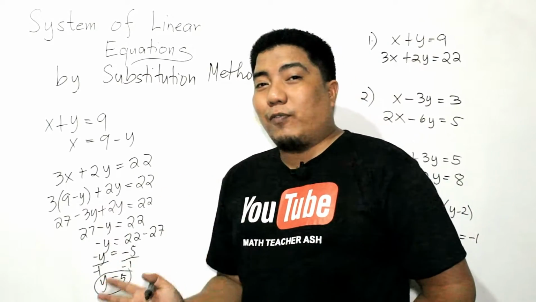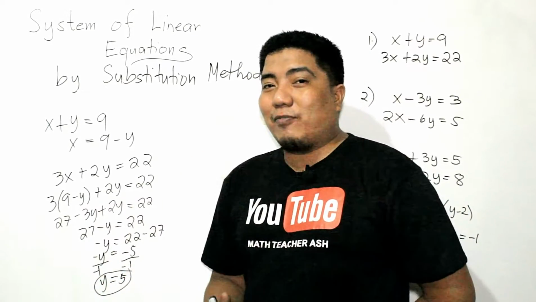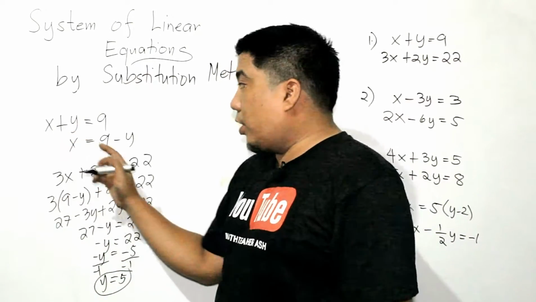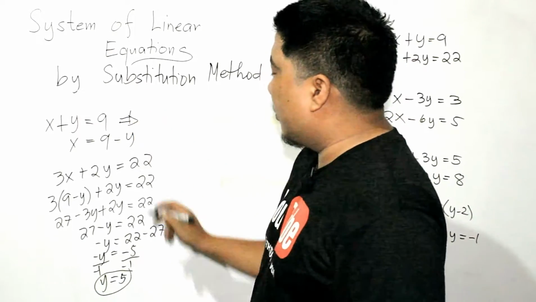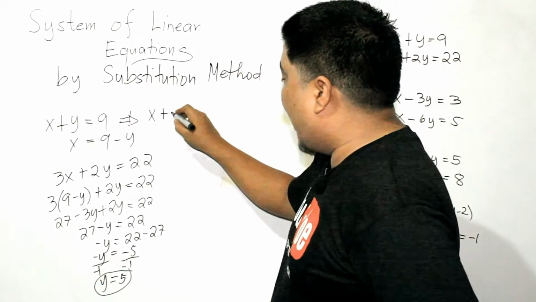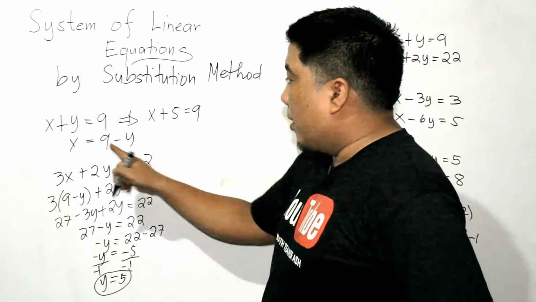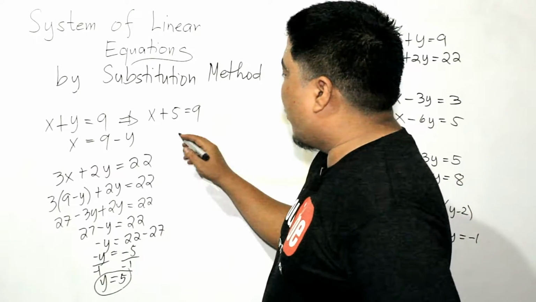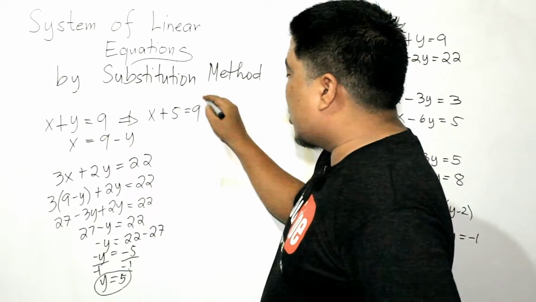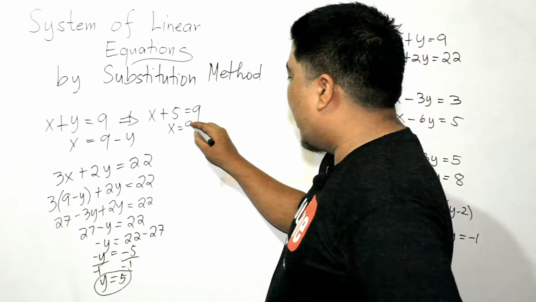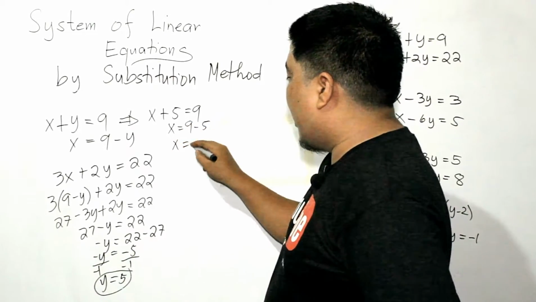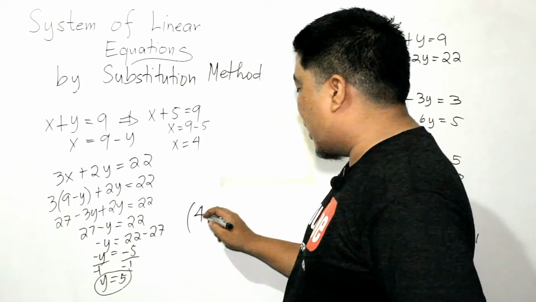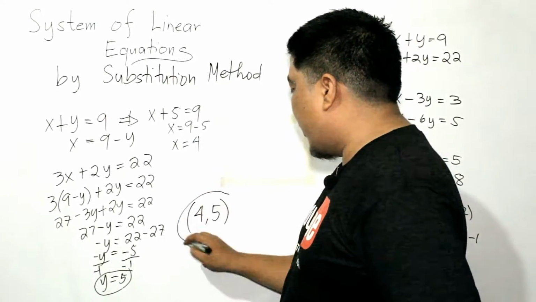Now, having the value of y, I also need to get the value of my x. So, I will use my y value in my first equation, giving me x plus 5 is equal to 9, because my y is equal to 5. Therefore, I will transpose my 5 here. That gives me 9 minus 5. So, 9 minus 5 is positive 4. Therefore, my solution is (4, 5).